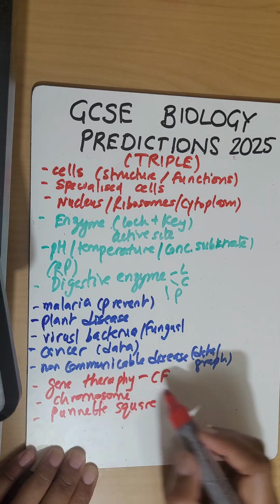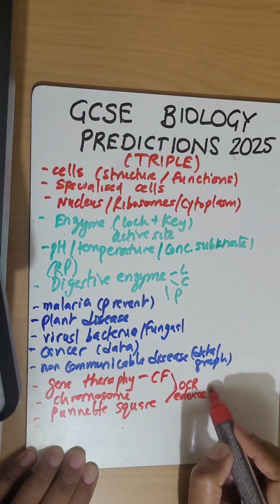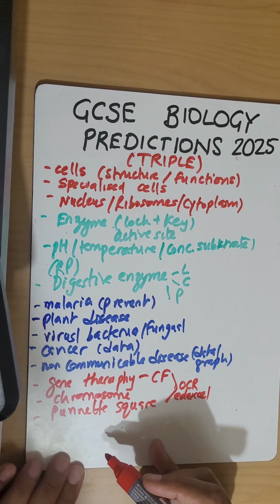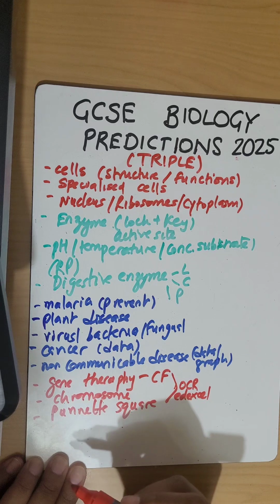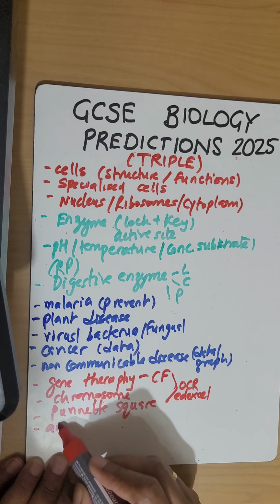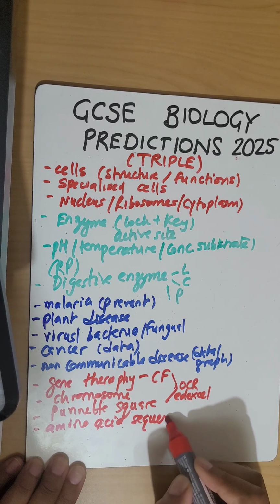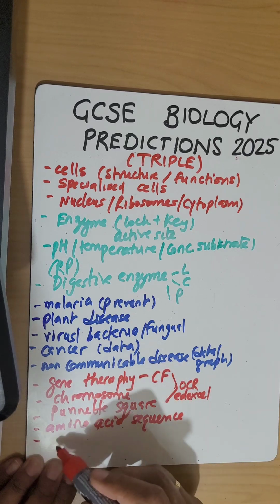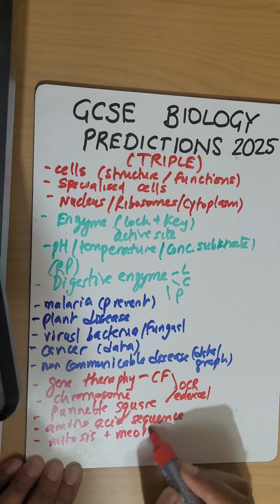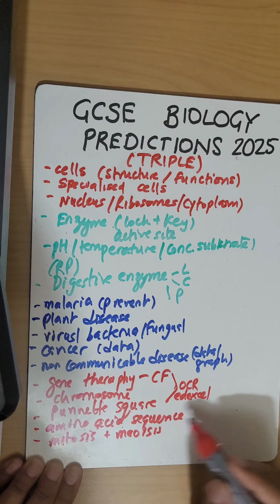Again, like I said, this particular one is linked to OCR and Edexcel, but not AQA. AQA will be later on for paper 2, not paper 1. So please be careful that you're not getting the papers mixed up here. Again, in terms of gene therapy, you can be asked for amino acid sequencing, translation and transcription. You could be doing mitosis and meiosis. Again, this is for people who are doing OCR and Edexcel, not AQA.